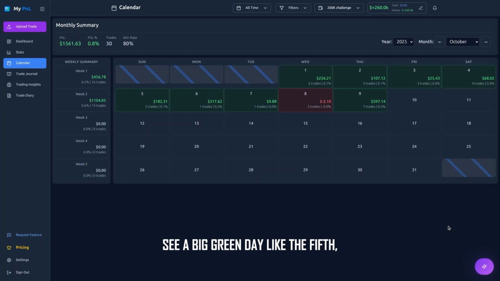See a big green day like the 5th, you can instantly spot your best performances. And if you see a day with a trade like the 1st or the 5th, you can actually click on it. This takes you directly to the trade in your journal so you can review, edit, or add notes about what happened. It turns your month from a list of trades into a clear visual story of your trading journey, helping you instantly identify your most profitable patterns.